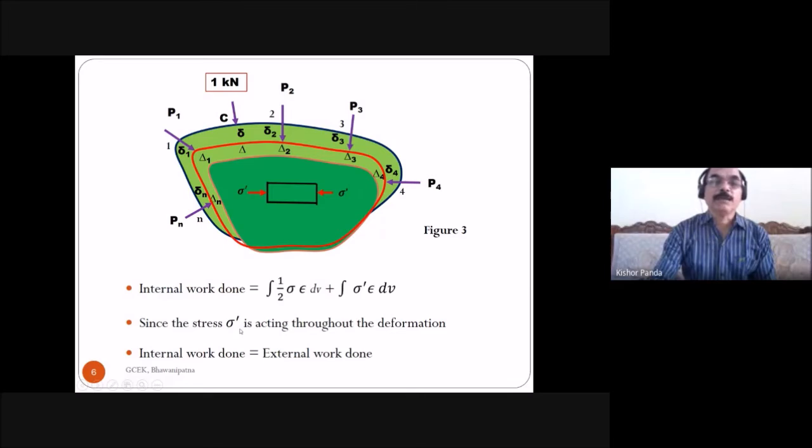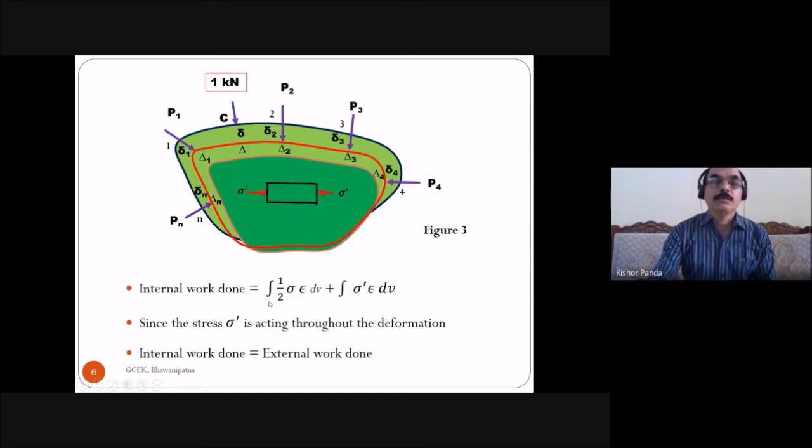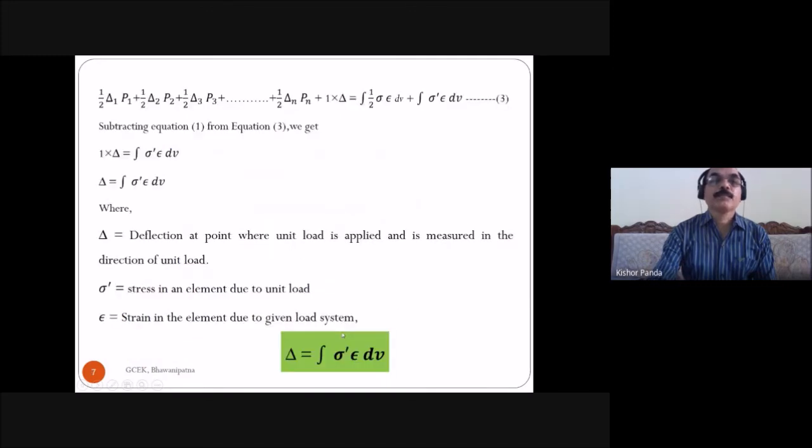Since the stress sigma dash is acting throughout the deformation, the internal work done is equal to the external work done. So the external work done, half delta 1 P1 plus half delta 2 P2 plus half delta 3 P3 plus half delta n Pn plus 1 delta, is equal to the internal work done, integration of half sigma epsilon dB plus integration of sigma dash epsilon dB. Take this as equation 3.